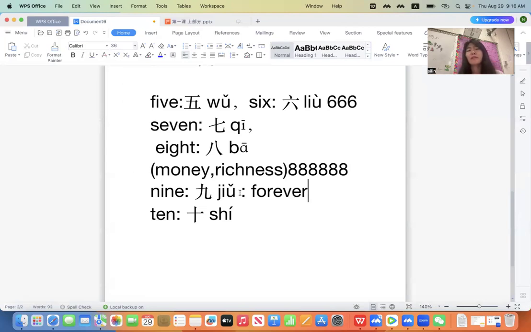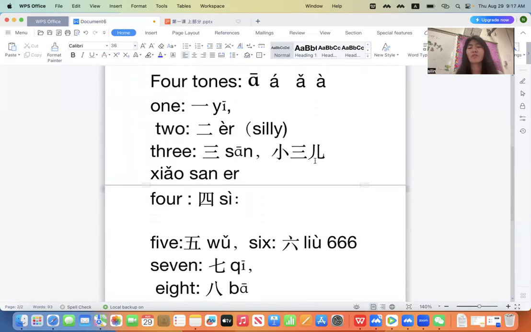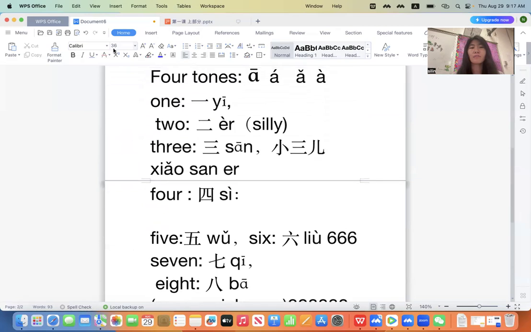So you can buy your lover 9 flowers. If you have a lot of money, you can buy them 99 flowers. Or if you're super rich or you just want to buy a lot of flowers for your lover, you can buy 999, which means you love them forever, number 9. And for 10, that means perfect. Everything's perfect. 10, everything is perfect. All right, guys, so that's all from 1 to 10, including the gesture and the meaning.